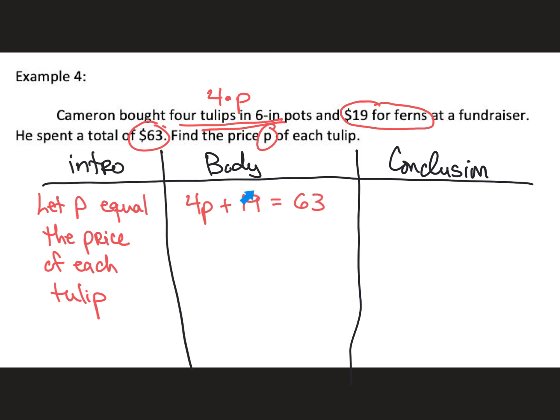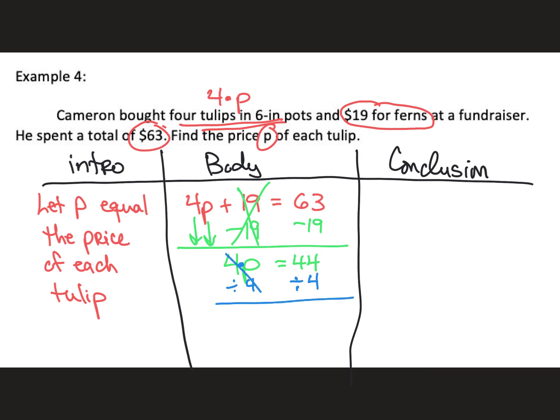And so the 19 wants to be over here because it doesn't have a P. That is a positive 19, so we're going to put a negative with it to make it 0, or it's adding, so we are going to subtract. So then we're going to say 63 minus 19 is 44. Positive and negative 19 make zeros. Who's left over? 4, and then the P. 4 and P, they are multiplying. So we are going to divide by 4 on both sides. 4 divided by 4 is 1, leaves P by himself. 44 divided by 4 is 11.